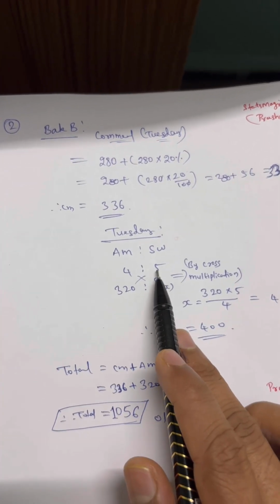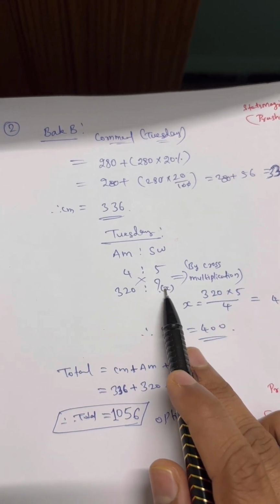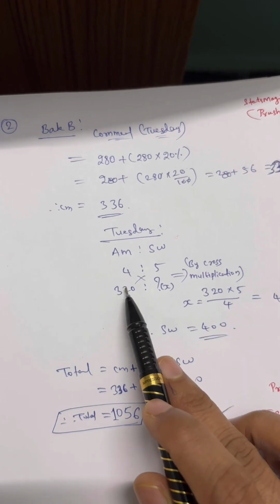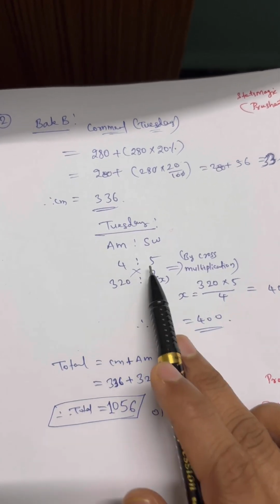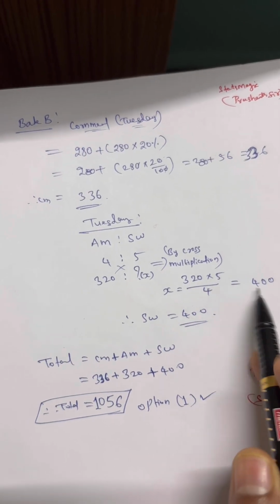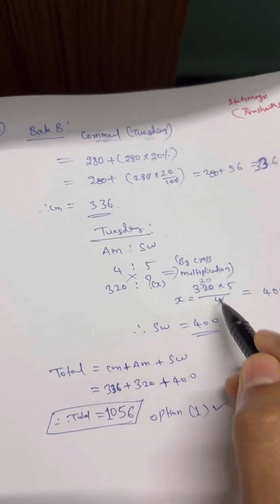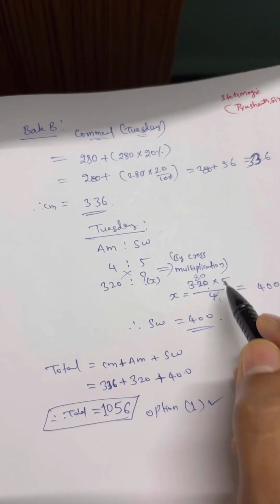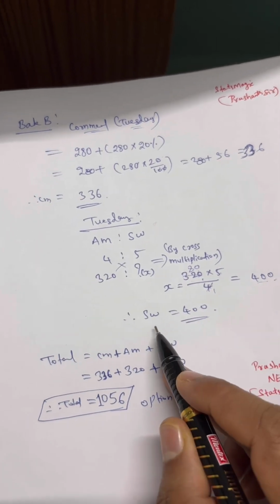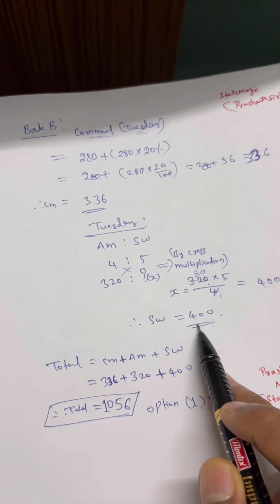By cross multiplication, x is equal to 320 into 5 divided by 4. For x, the opposite is 4, so this will come as the denominator and 320 into 5 in the numerator. Now we cut it like this: 4 8s are 32, so 4 8s are 320. So 80 into 5, 5 8s are 40, that is 400. So Swedish of bakery B on Tuesday is 400.